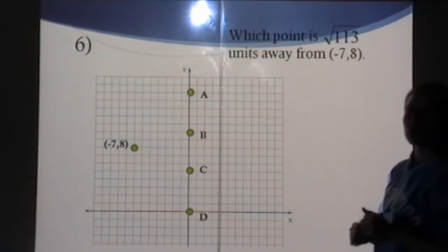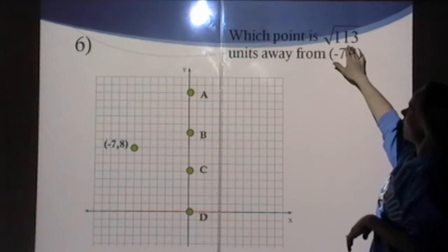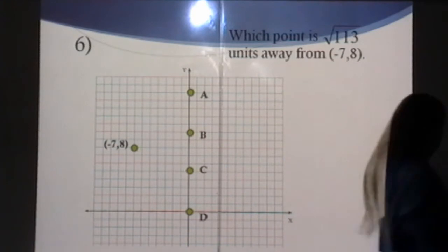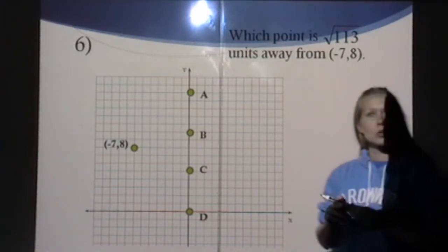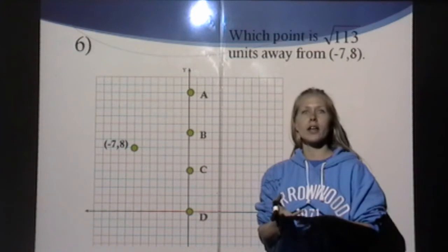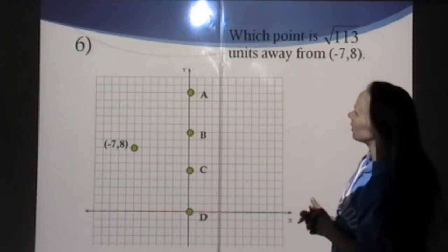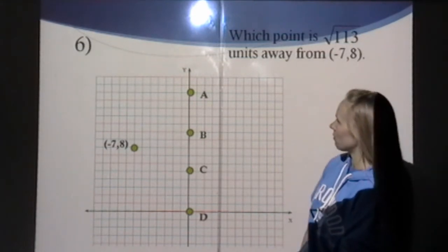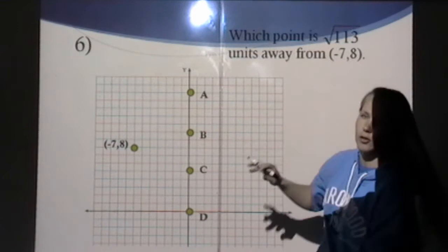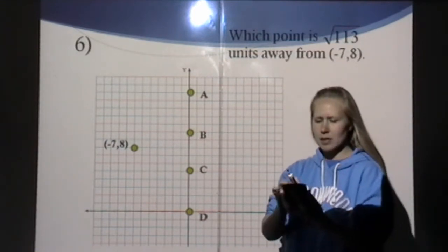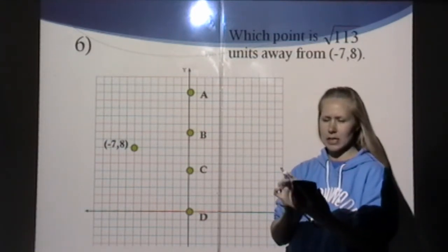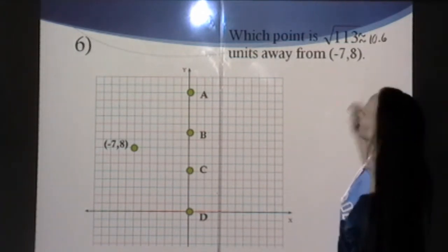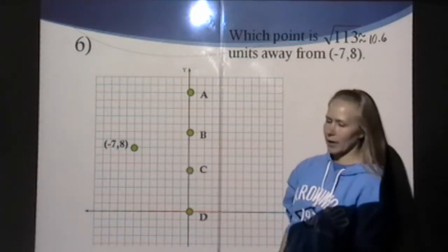Okay, last example. This one is asking us which point is square root 113 units away from our given point, -7, 8. Well, there's two ways of doing this. One, I could use the Pythagorean theorem, or I could use the distance formula. Let's take a look at using the Pythagorean theorem. Let's just try point B and see if point B is square root of 113 units away. To give you an idea what that means, I'm just going to type in square root of 113, and that's about 10.6. So really what we're trying to find is the number that's about 10.6 units away from our given point. So let's try B.